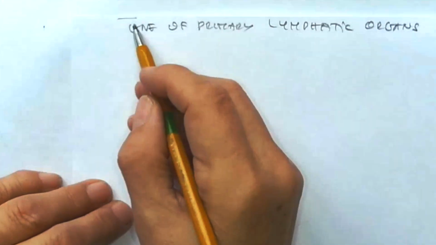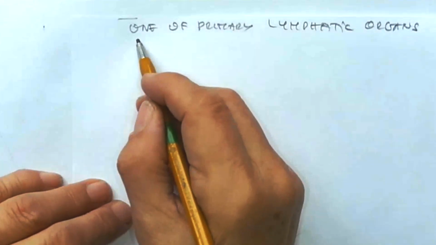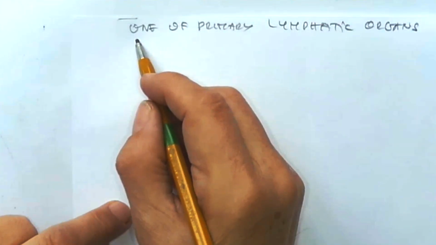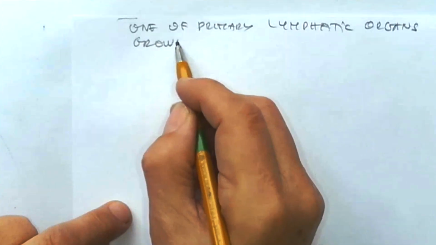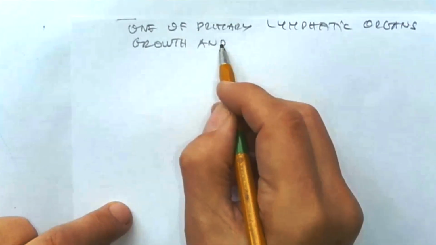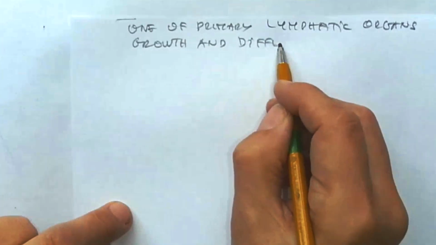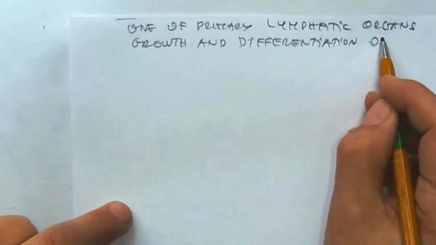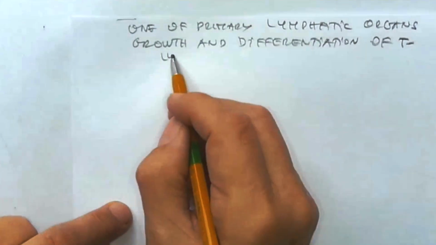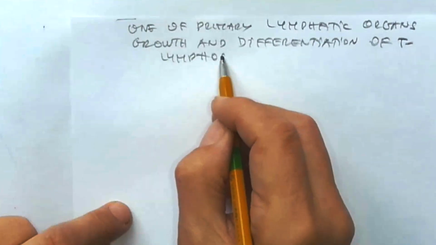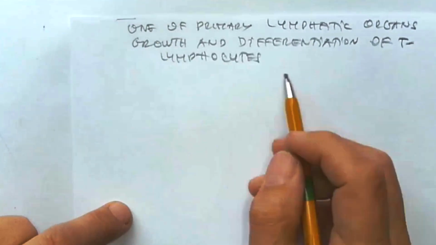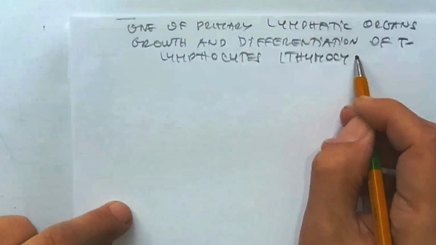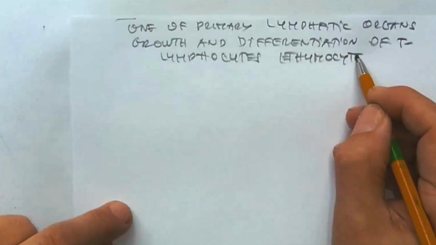This is considering the function and action. We could say that this is the growth, responsible for growth and differentiation of T lymphocytes. This is number one, lymphocytes. We call them also thymocytes. Thymocytes are called thymocytes, yes.